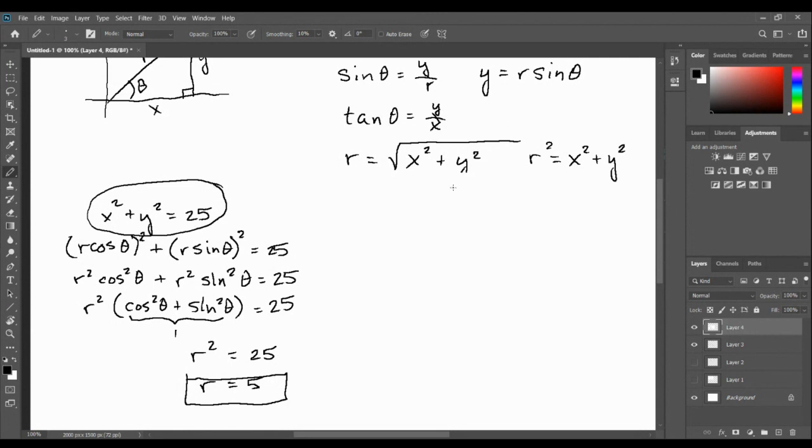We can do one of those since we're here. 2x minus y equals 5. We know this is a line. It's got a slope of 2, a y-intercept of 5, and so on. But we could convert this over to polar coordinates by replacing x with r cosine theta and replacing y with r sine theta.